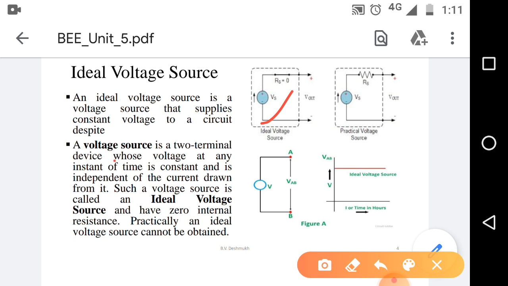Practically, an ideal voltage source cannot be obtained. Key point: any ideal voltage source provides constant voltage to the load. Second point: any ideal voltage source has internal resistance zero. Third point: practically, an ideal voltage source cannot be available in the universe.